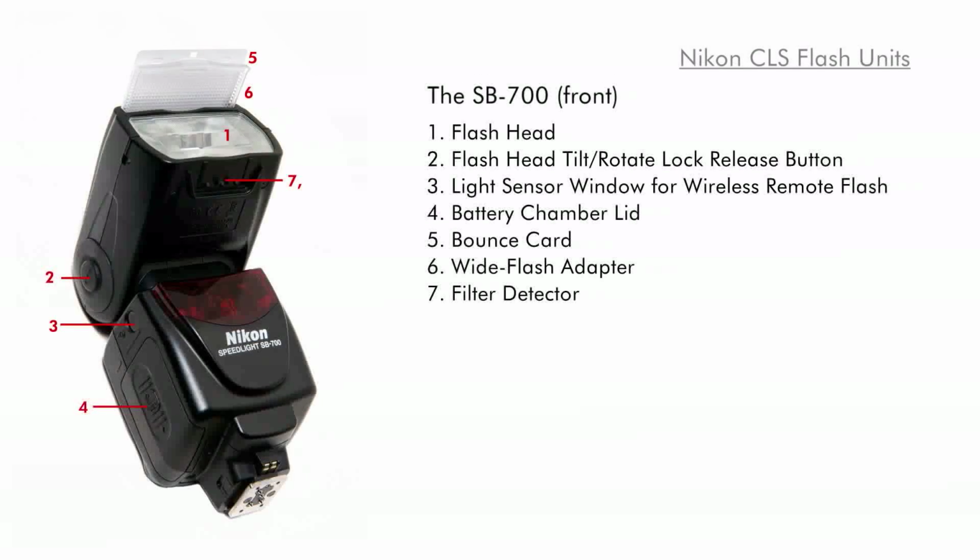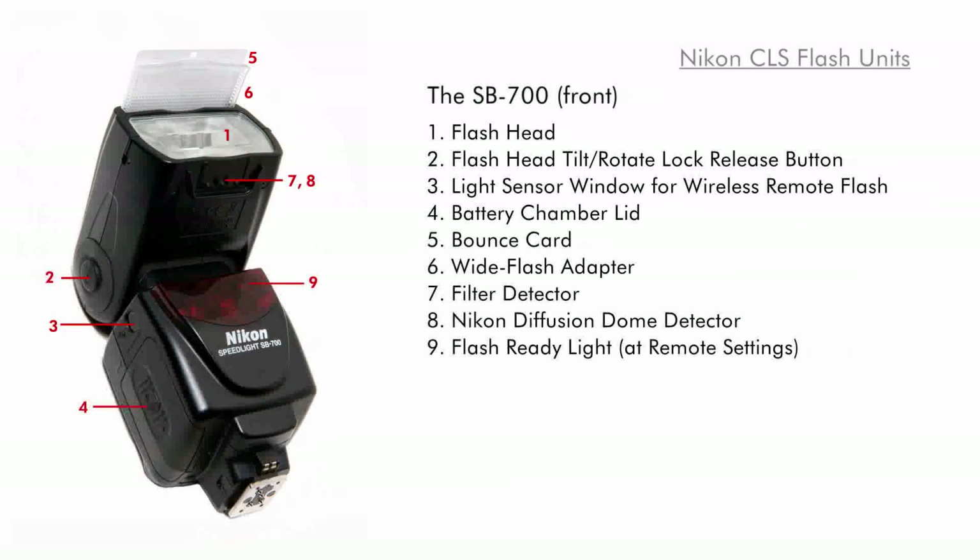Nikon's filters have a special code on them that the flash reads to determine the filter color. The detector senses when a Nikon diffusion dome is attached to the flash and adjusts the zoom head accordingly. The ready indicator will light up red when the flash is ready to fire. A built-in LED projects a red beam onto your subject when you're working in low light. It helps the camera's autofocus system lock focus on your subject.